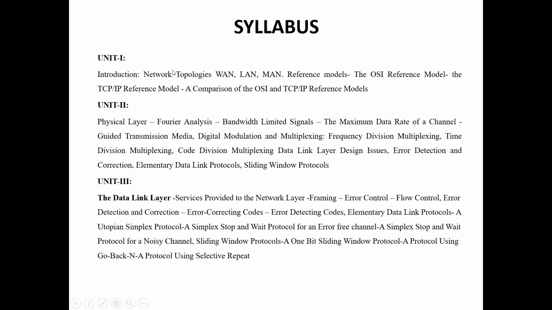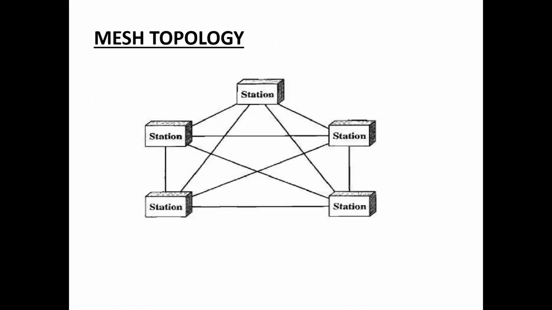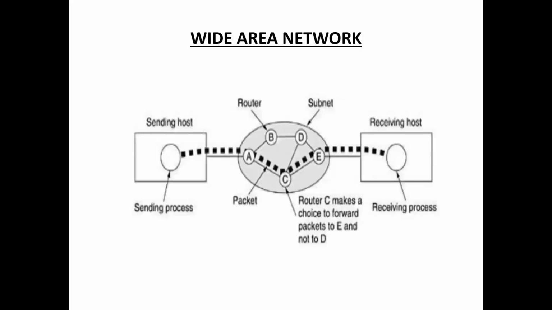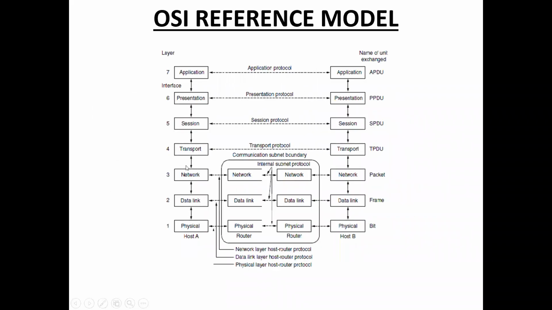So this is unit 1, just 5 topics: network topologies, different types of networks like wide area network, local area network, and metropolitan area network, and reference models, the OSI reference model and the TCP/IP reference model. And the last topic, comparison of the OSI and TCP/IP reference models. The OSI reference model has 7 layers: physical layer, data link layer, network layer, transport layer, session layer, presentation layer, and application layer.